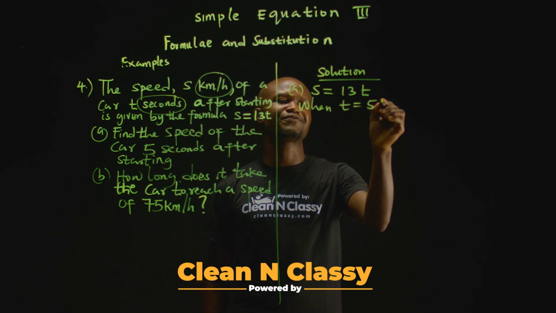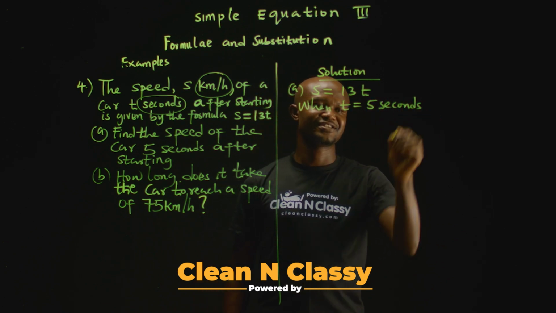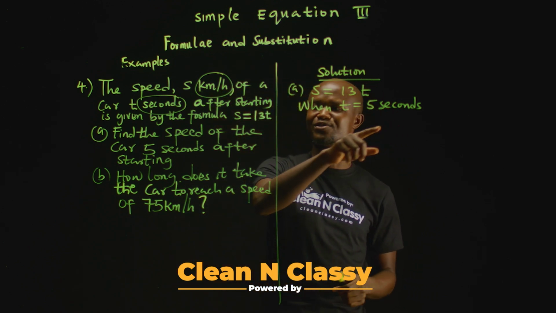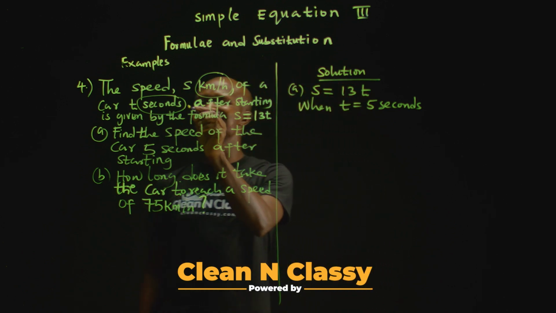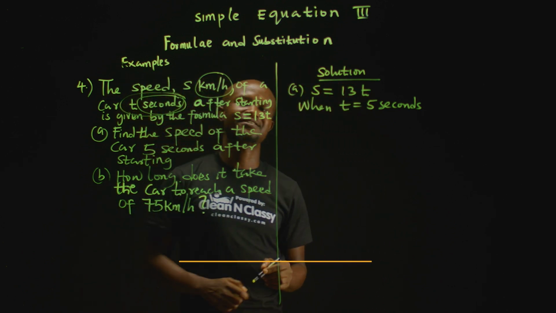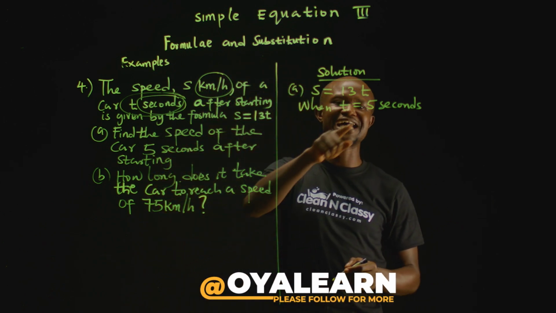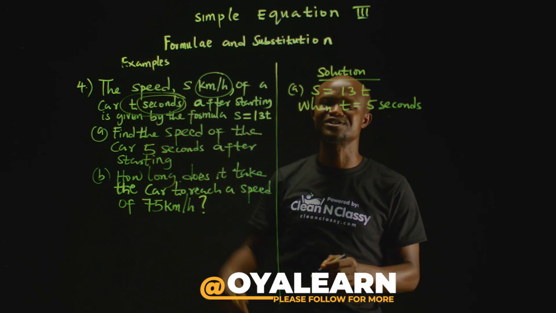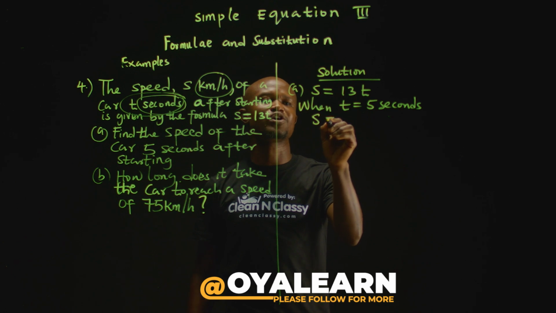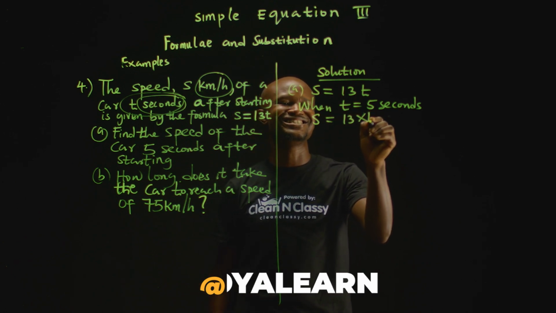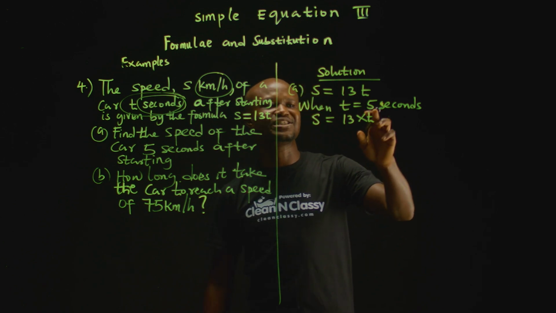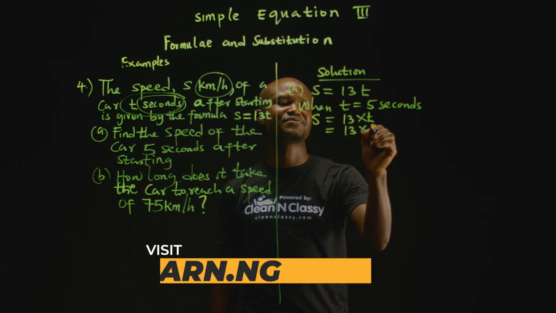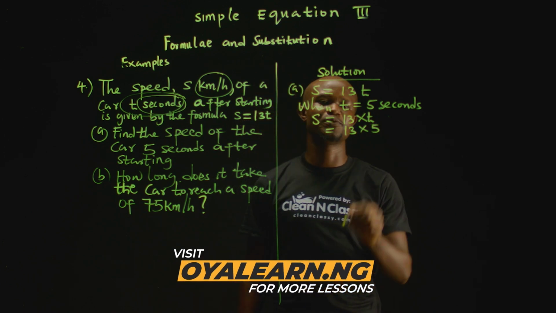equals 5 seconds, you have to be very careful while solving this kind of problem, because the time given is already in seconds. Don't forget that t is in seconds. So you don't even need to convert t equals 5 seconds to hours, because the value of t is already in seconds. So s equals 13 times t, and t is 5. So it means 13 times 5. Anywhere you see t, you put in 5.